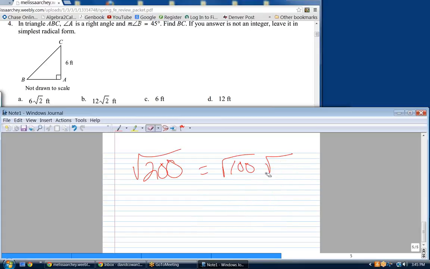Okay. How about 80? Simplify that. Alright, it could be, couldn't it come to 10 and 8? Well, it can. The problem with that is that neither one of those is a perfect square.